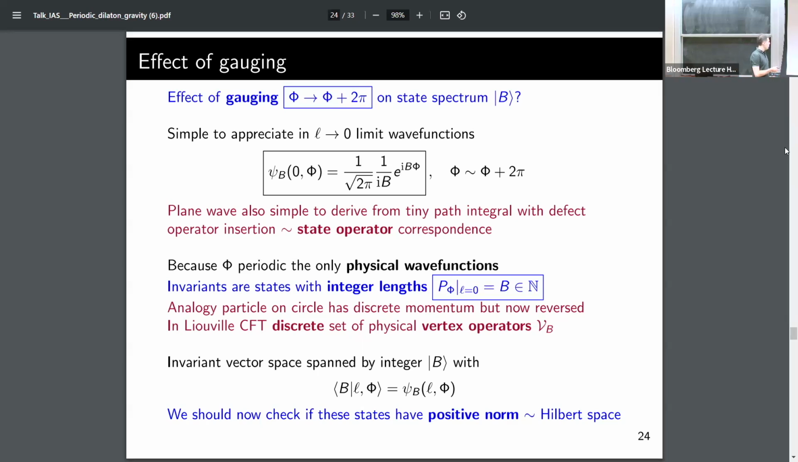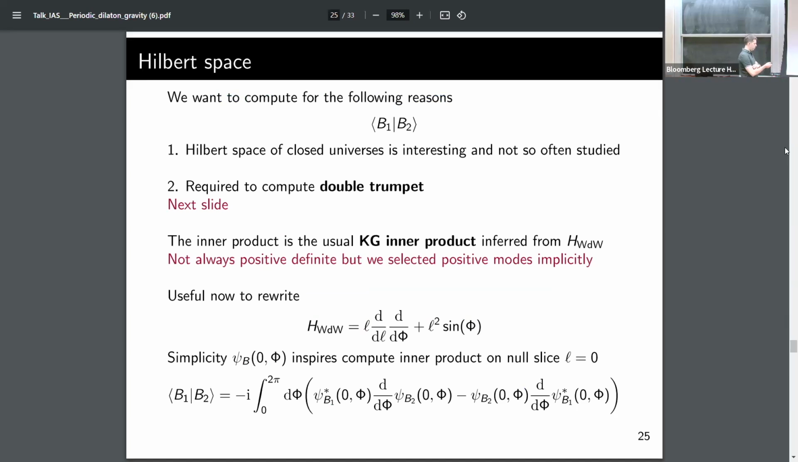Okay, so we have wave functions, we have physical states, and now I want to compute the norm on those states. For 2 reasons. First, because the Hilbert space of closed universes, I think, is kind of interesting. Not everyone maybe, but I think so, and it's not so often studied. And second is that you need it to compute the double trumpet, which I want to do because the wormhole is, except for the disk, by far the most interesting topology in gravity. So I want to understand what it does.